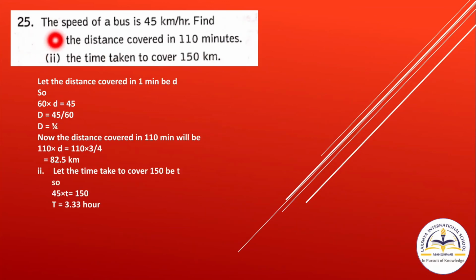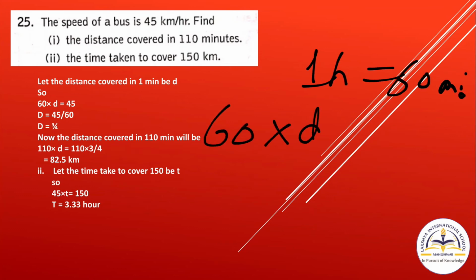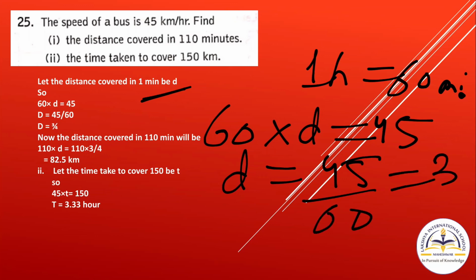Now question number 25. The speed of a bus is 45 km per hour. Find the distance covered in 110 minutes. Now the speed of the bus is 45 km per hour. Now in 1 hour we know how many minutes there are, 60 minutes. So in 60 minutes the distance it covers is 45 km. So we have to find out the distance covered in 1 minute, that will be d. So 45 by 60, it means 3 by 4. You can cut them with the table of 15.